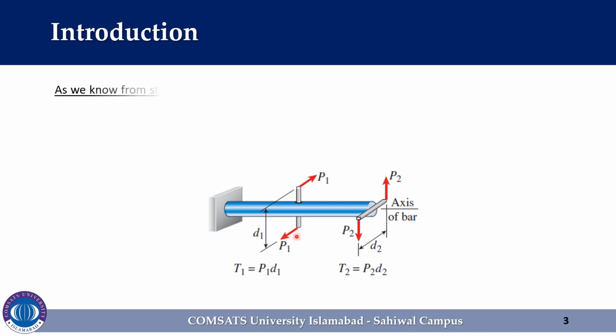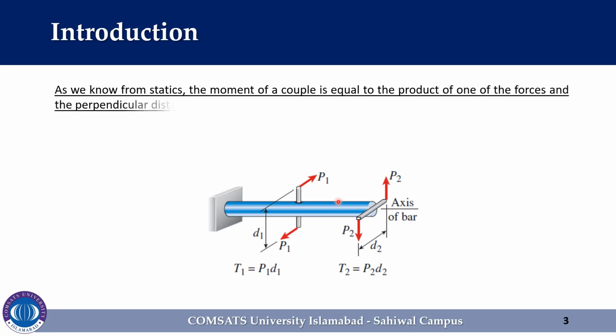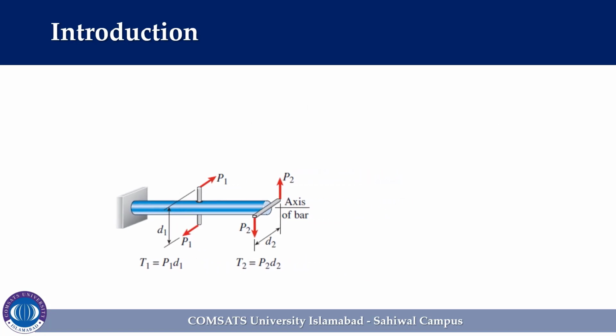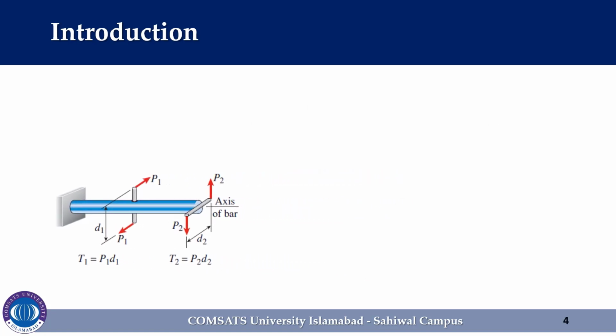As we know from statics, a moment of a couple is equal to the product of one of the forces and the perpendicular distance between the lines of action of the forces. Thus, the first couple has a moment, represented by T1, equal to force P1 times the distance d1. And in the same way, the second couple has a moment T2 equal to P2 d2. The SI unit for moment is the newton meter.